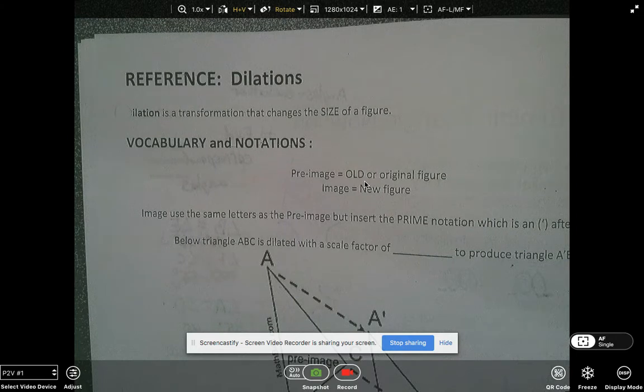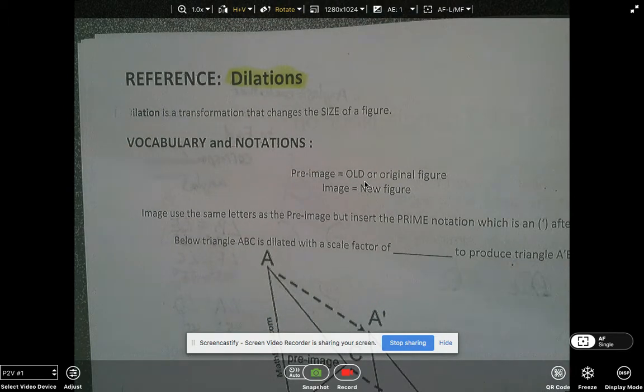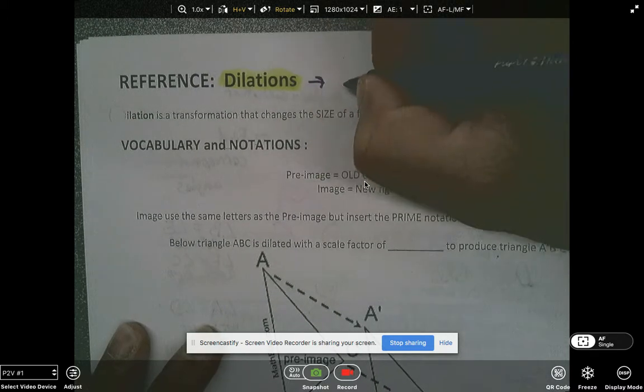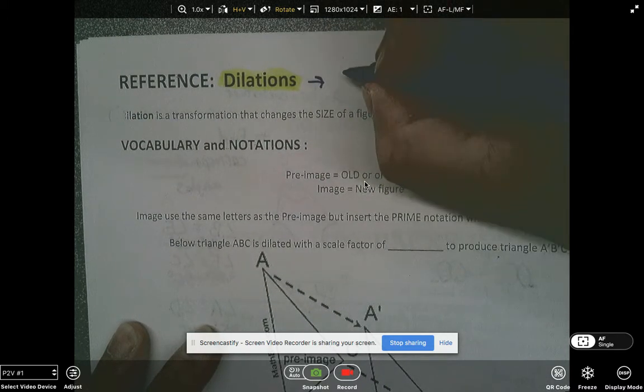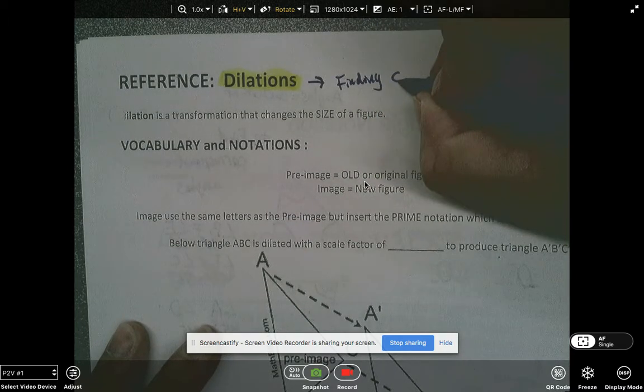All right, in today's video reference, we're going to learn more about dilations. Particularly, we're just going to focus today on how to find scale factors. So why don't we add that in here? This part of dilation reference is just finding scale factor.